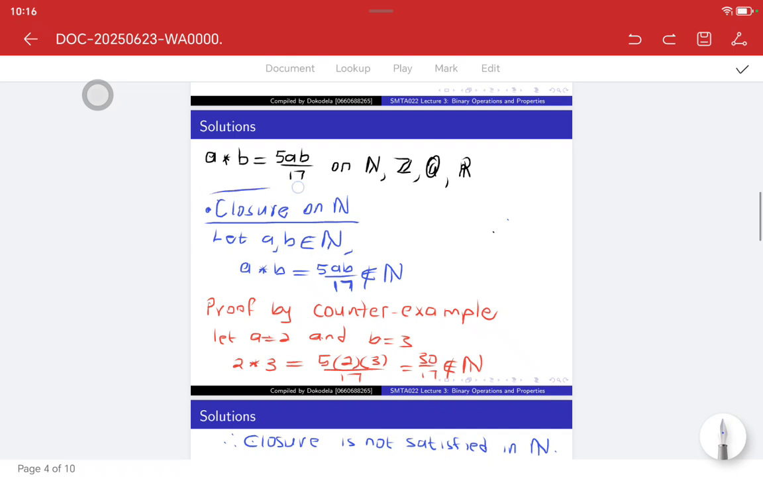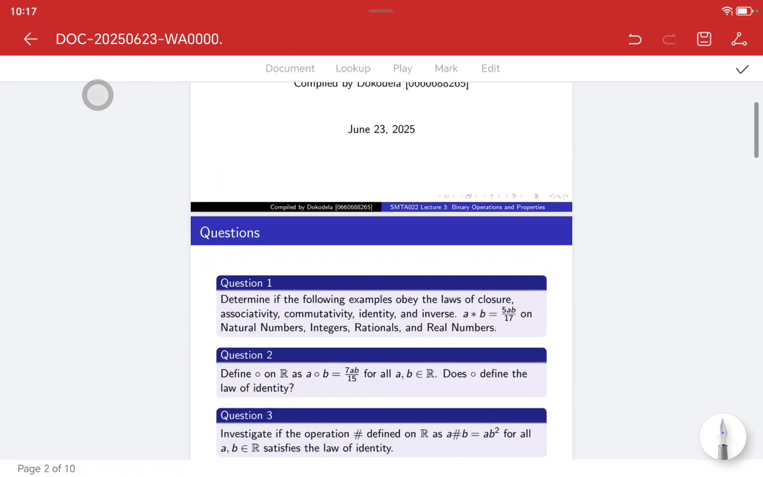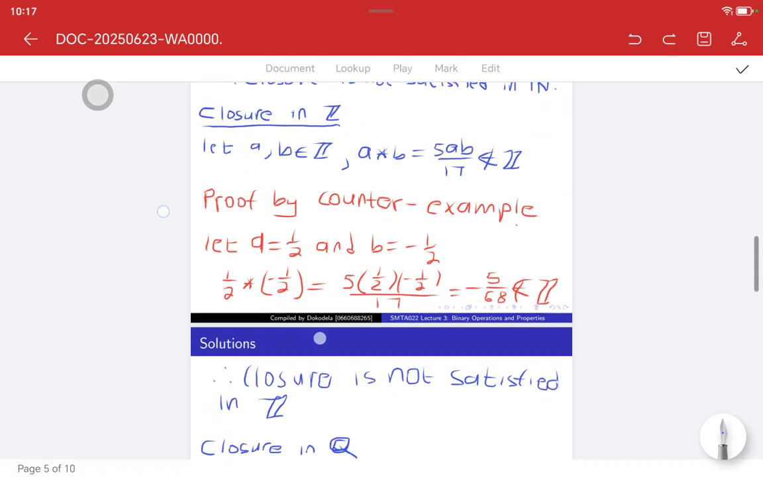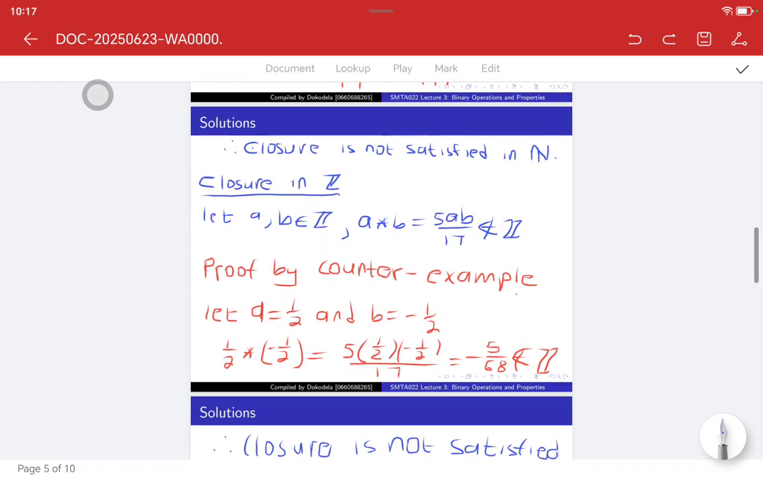I first check closure on N. If closure is not satisfied, there's no need for me to check associativity, commutativity, identity, or inverse in that set. That's why I skipped it, and then I went to the second set to check closure. I found that still it's not satisfied. I checked N, found that it's not satisfied, and then I moved. I check Z, it's not satisfied, I move.